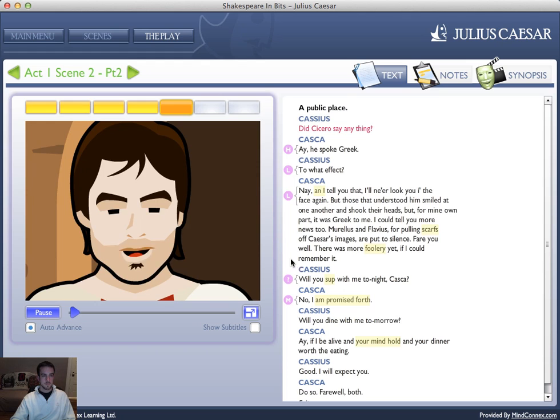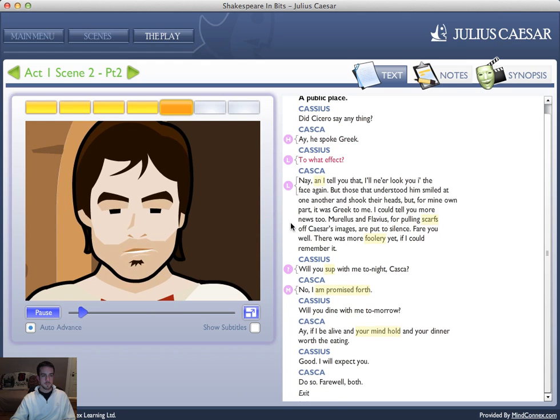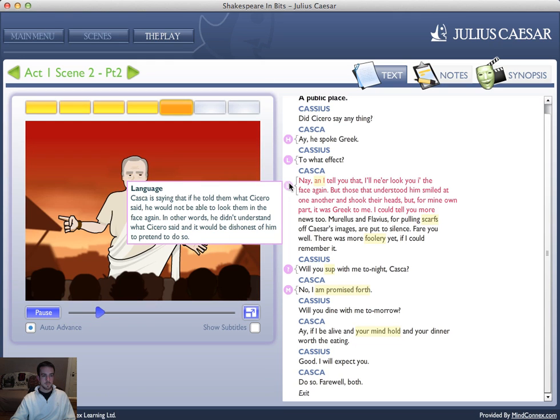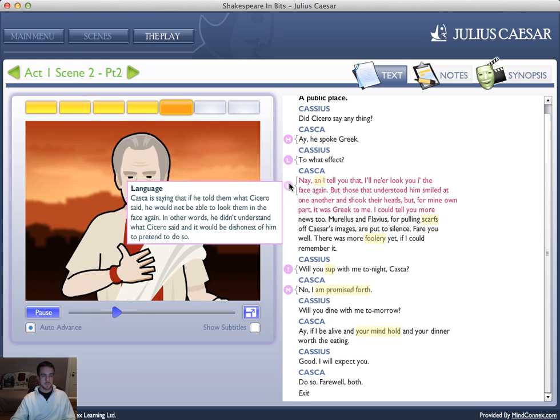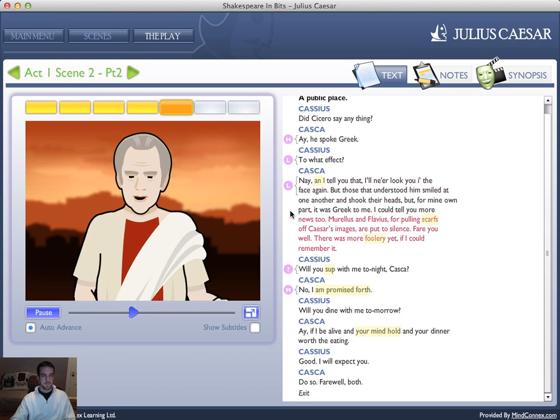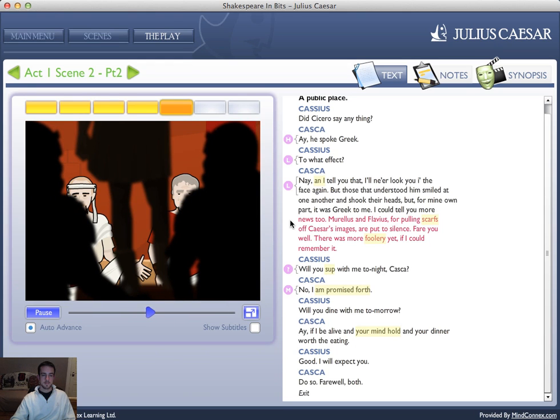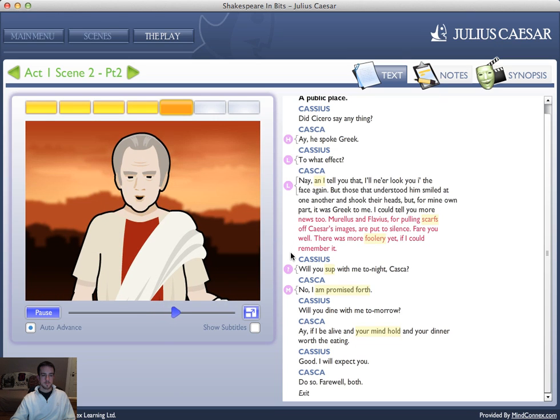Did Cicero say anything? Aye, he spoke Greek. To what effect? Nay, and I tell you that, I'll not look you in the face again. But those that understood him smiled at one another and shook their heads. But for mine own part, it was Greek to me. I could tell you more news, too. Marullus and Flavius, for pulling scarves off Caesar's images, are put to silence. Fare you well. There's more foolery yet if I could remember it.